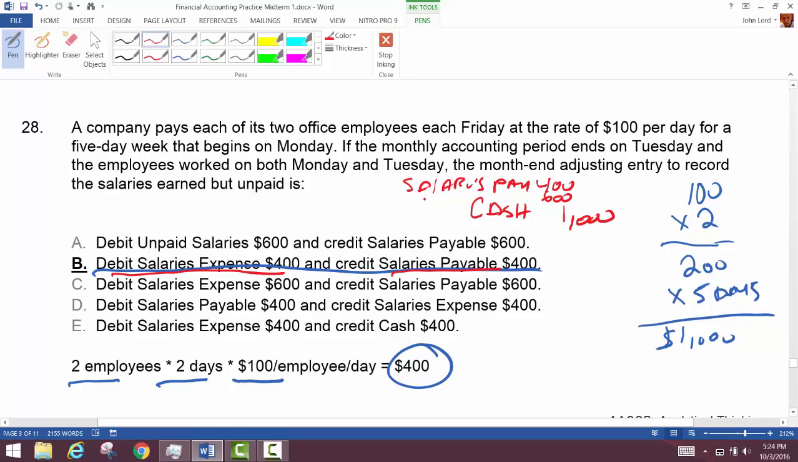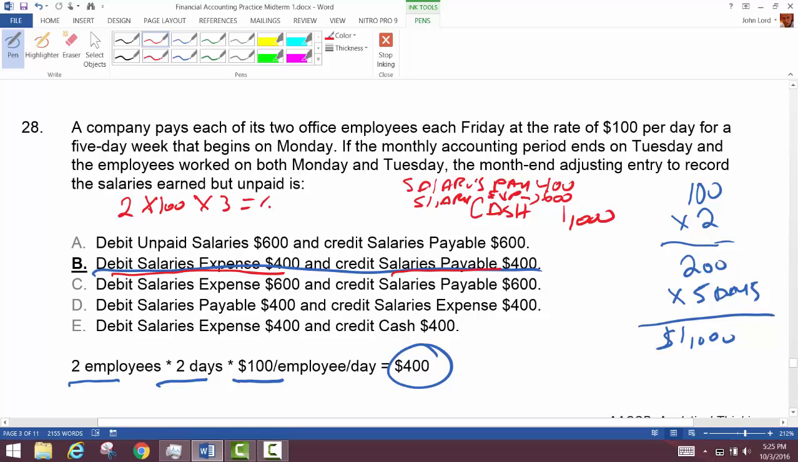Why salaries payable? Salary expense for 600. Where'd I get that 600, other than to make the journal entry balance? How many employees? 2. How much do I pay them a day? 100 a day. How many days? Wednesday, Thursday, Friday. 3 days.